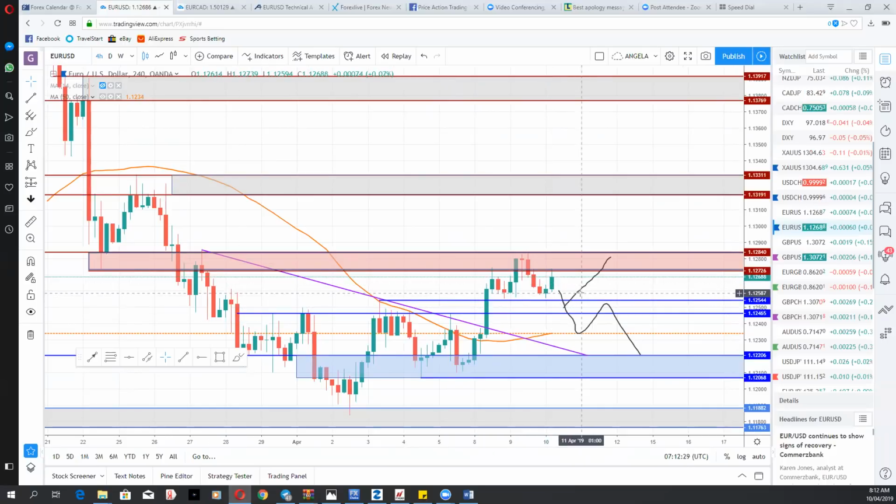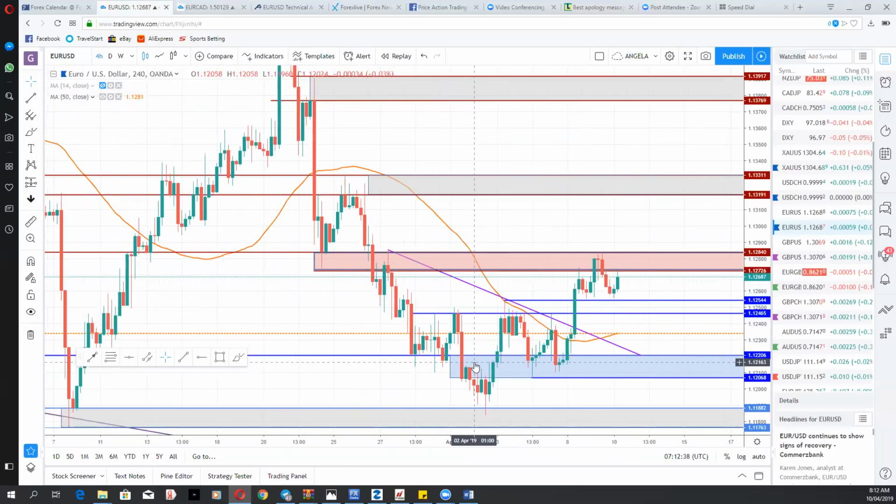Let me get rid of all this. So if we look at this now, this is our resistance area, and the market seems to be respecting it, 1.1284 to 1.1272. But our first support comes in at 1.1254, while the second level of support comes in at 1.1246. So a move below this second support will send price lower. A move above this second resistance will send price into this area.